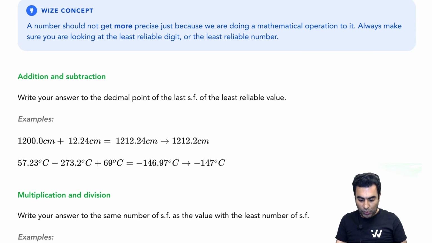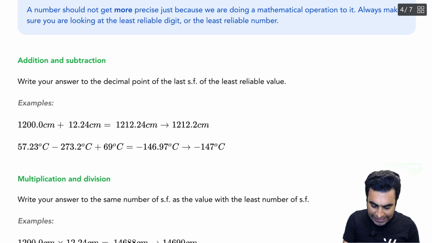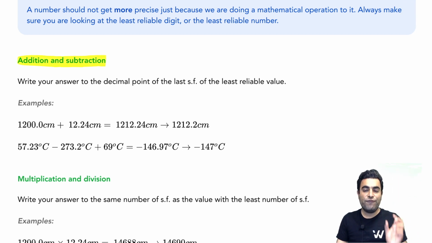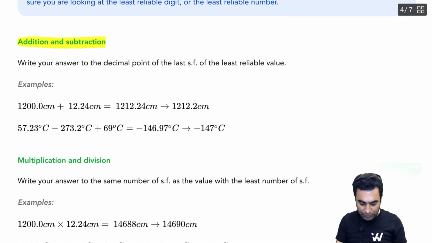First, let's see how we can find the result if you're adding or subtracting two numbers. For this kind of operation, we focus on the number of digits after the decimal point. Basically, we look at the numbers given to us and find the least reliable number. The least reliable number is the number with the fewest digits after the decimal point. The number you get after the operation should have the same number of digits after the decimal point as the least reliable number given to you. Let's look at some examples to make it more clear.